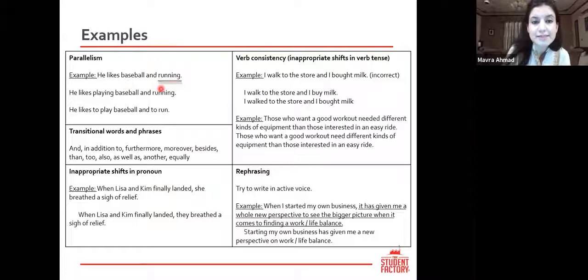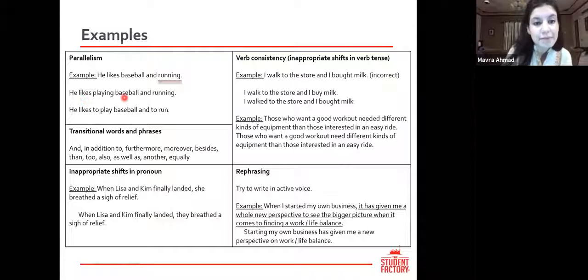Running जो है it's kind of confusing for us. He likes baseball and running. अब baseball तो it's a game and running is an action. So this is a noun and this is an action word. So in order to bring consistency to the sentence, how we can play around with words and how we can change them, or how we can edit the sentence for making it clearer.